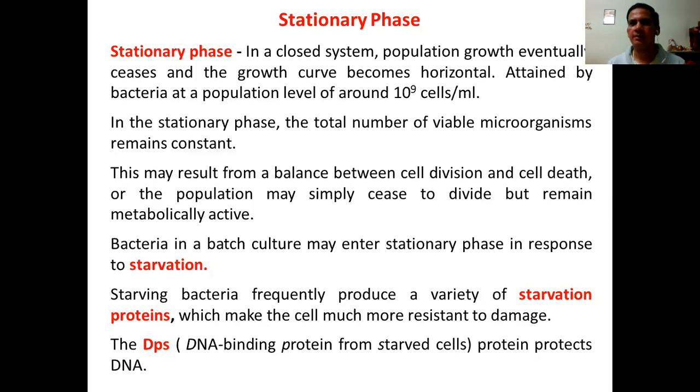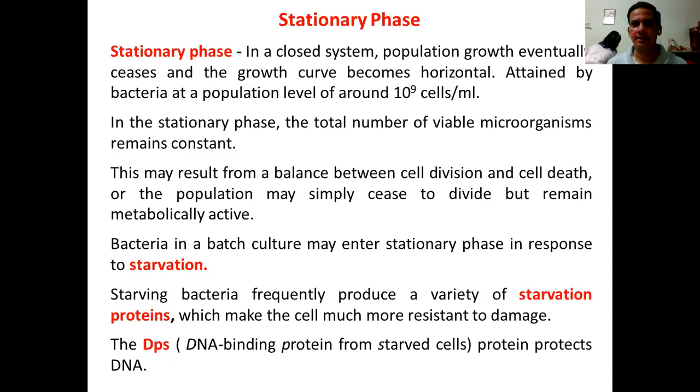Also, the bacteria which were dividing were releasing toxins, and those toxic substances are now inhibiting the growth of the bacteria. So in a way, we can say that the death of bacteria and the cell division are at an equal rate. Initially the cell division was more and death was less, but now it is almost balanced. So bacteria in a batch culture may enter stationary phase in response to starvation.